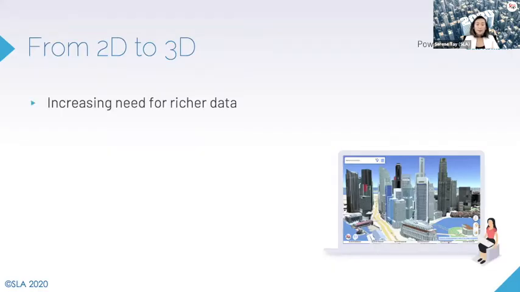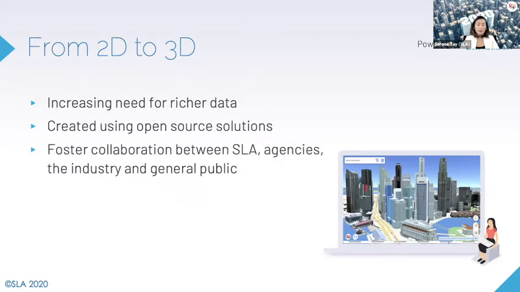So some might ask, why is there a need for us to go from a 2D to a 3D mapping platform? It is because of the increasing need for richer data on buildings and locations driven by feedbacks on the ground, which actually prompted us to embark on this journey of transformation. And also by adopting open source solution for this platform, we hope to bolster the developer community to hatch more innovative geospatial solutions with the 3D data that we are providing. Lastly, we also seek to foster more collaborations with the industry and the general public through this new platform.